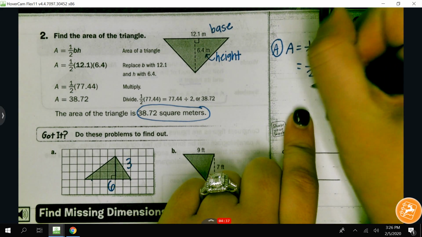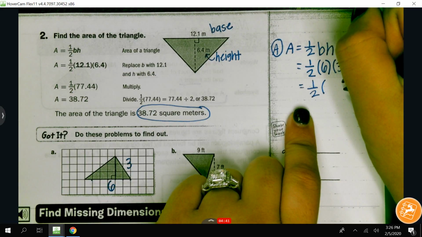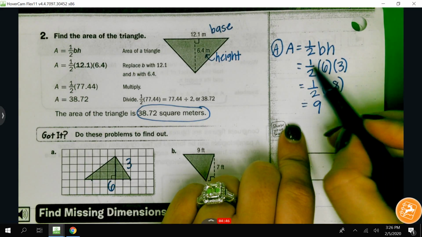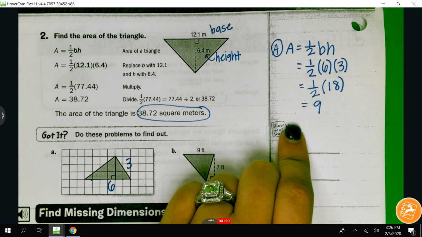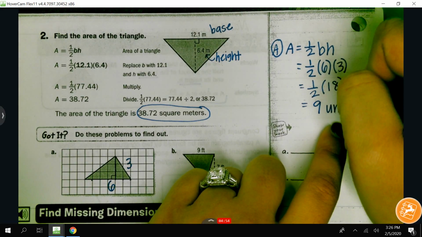1/2 times 6 times 3, so 6 times 3 is 18. Half of 18 is 9. You can totally do all of this in one step if you want to. You do not have to do 6 times 3 and then take 1/2 of that. So my answer is 9 square units.